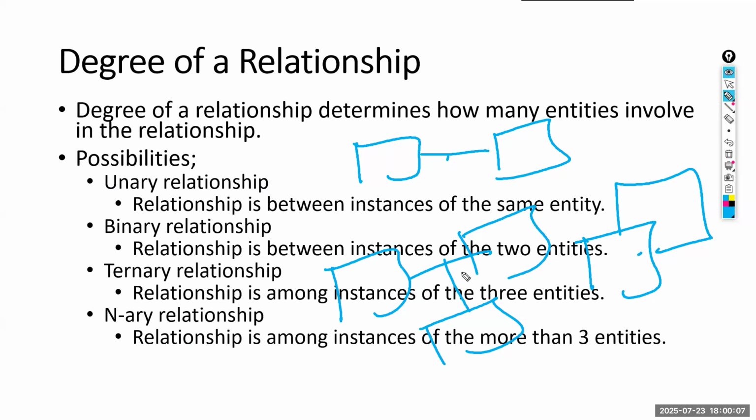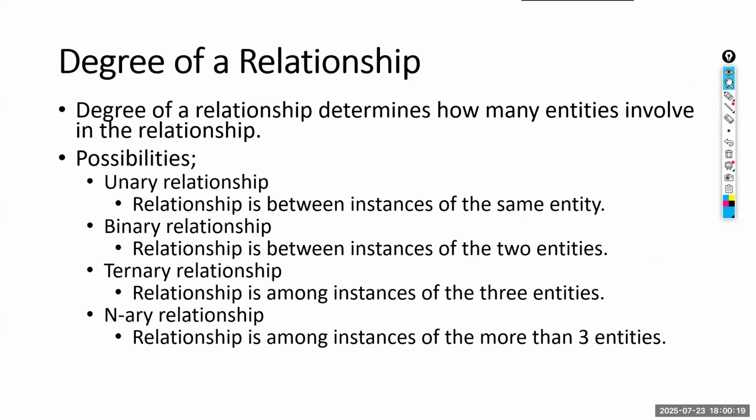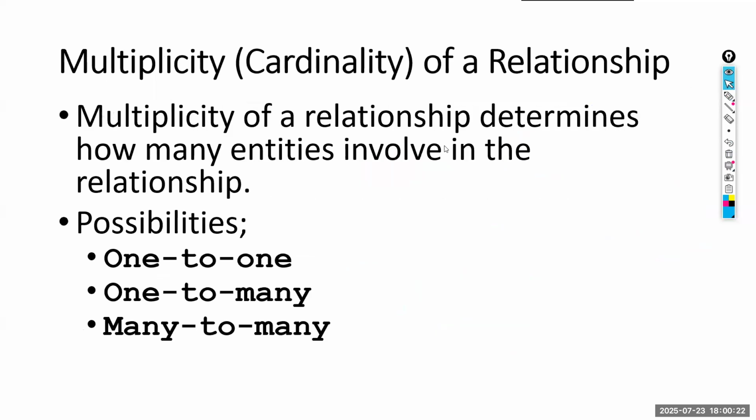Binary, unary, ternary. We are going to look at how to create unary relationships, binary relationships, ternary relationships. So degree is how many entities are involved in the relationship. Then multiplicity, or cardinality: for one instance of A, how many instances of B are related? And with one instance of B, how many A instances are related? Remember, I gave you a definition. I am not going to change that definition week by week. So what is multiplicity?